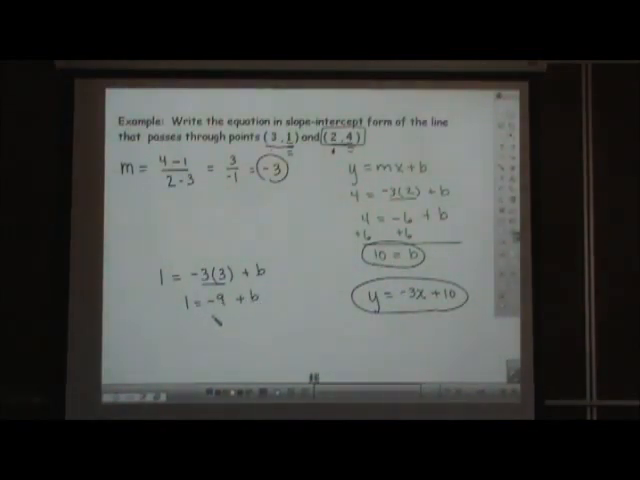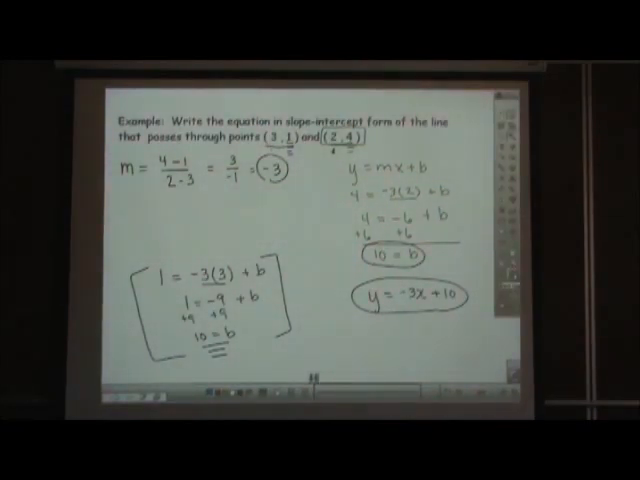And then when I add 9 to solve for b, 1 plus 9 makes 10. So you can see, using the other ordered pair here, I got the same value for b that I got over here on the ordered pair we selected. So it won't matter if you use a different ordered pair than I use, or that someone else working these equations is using. You're going to get the same b as long as you have your slope correct and you've plugged everything in and solved carefully.